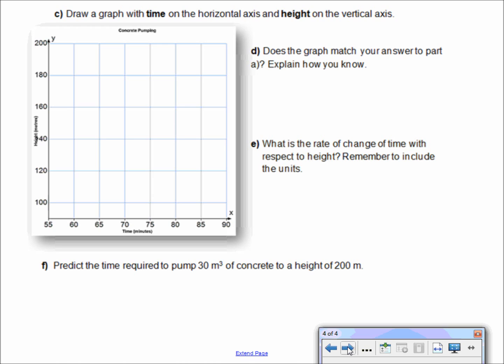Okay. Draw a graph with time on the horizontal axis and height on the vertical axis. Does the graph match your answer to part A? Explain how you know. Okay, so predict the time. There's actually multiple questions. So someone's going to have to give me the information from the table because I don't have it. What's the first ordered pair on that table you guys have on your chart? 60 and 100. So I come up here, 60 and 100.